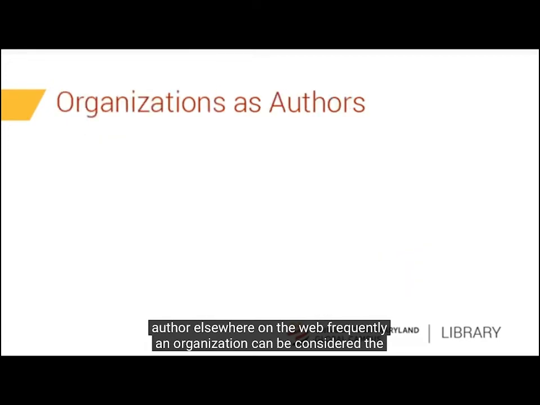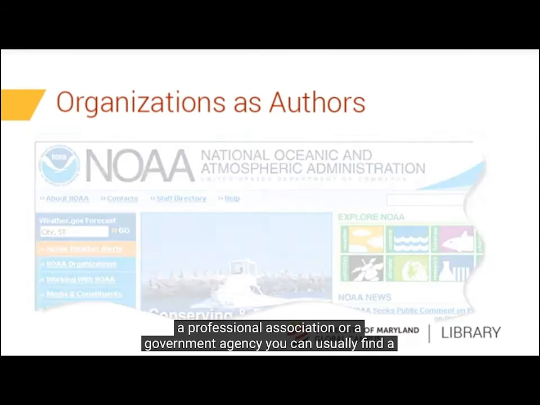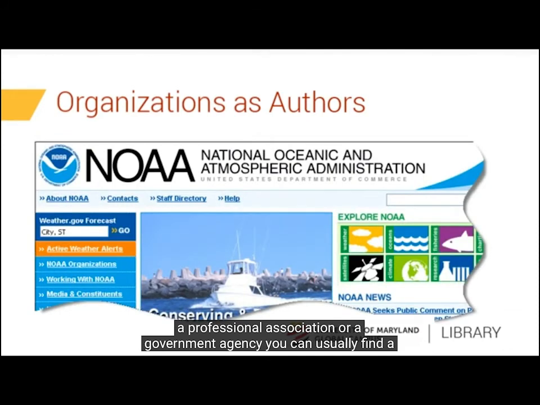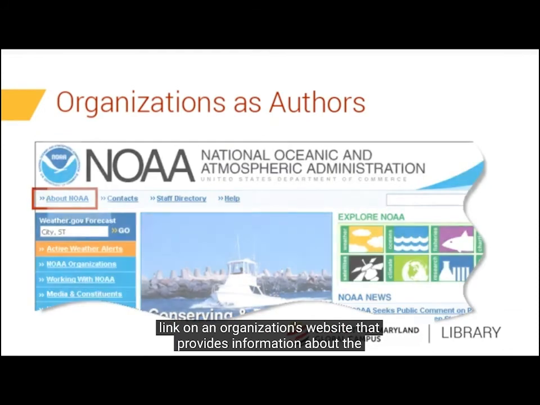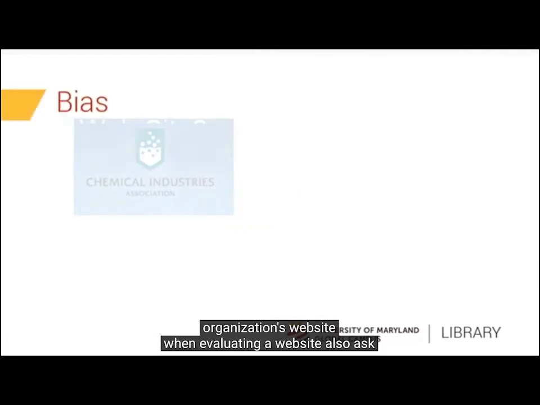Frequently, an organization can be considered the author of a website. For example, the author of a website might be a business, a professional association, or a government agency. You can usually find a link on an organization's website that provides information about the organization, its activities, mission, leadership, and so on. Learning about the organization can help you judge the credibility of the information on the organization's website.